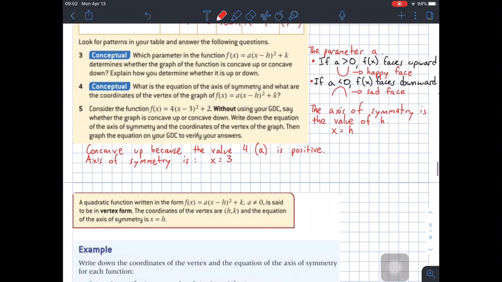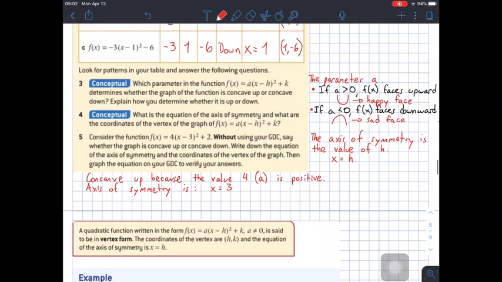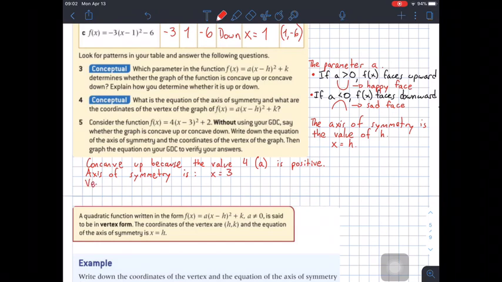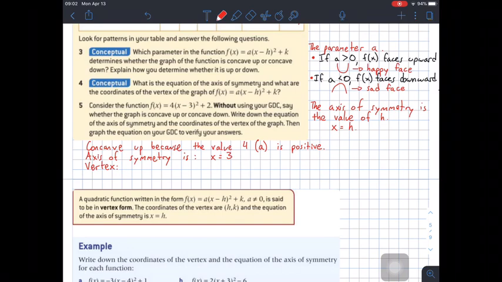So in this case, the vertex of the parabola will have coordinates positive 3 and positive 2. So the vertex has coordinates 3, 2. Then graph the equation on your GDC to verify your answer. Okay, you can try that. You can do that on your own in order to check. I'm going to show you this quickly here.